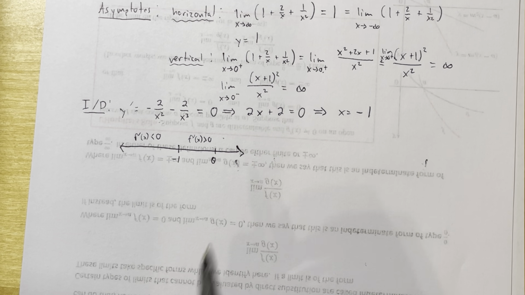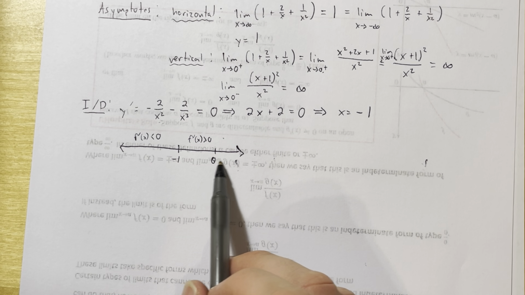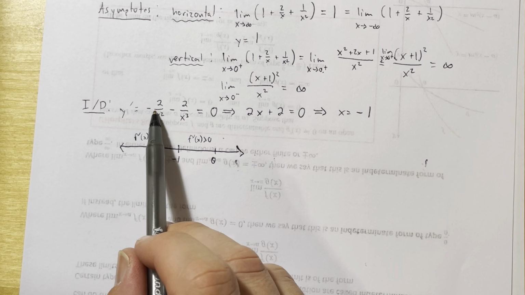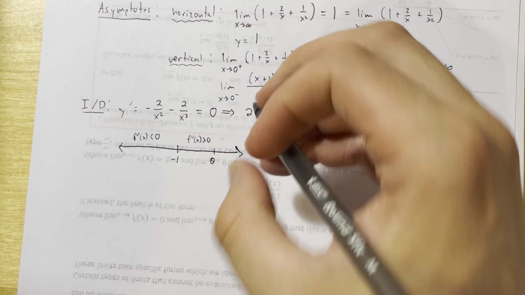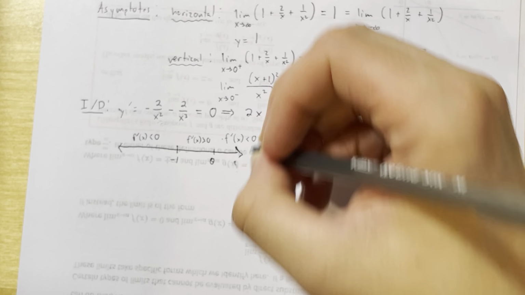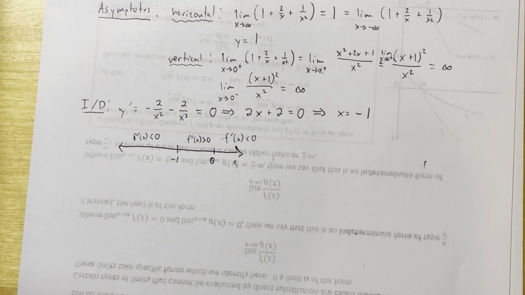Then if you plug in something to the right of 0, so let's just pick 1. That one we can actually check pretty easily. If you plug a 1 in, I get negative 2 minus 2, which is negative 4. Clearly it's negative. F prime of x is negative there. Okay, so that's our increasing decreasing test.